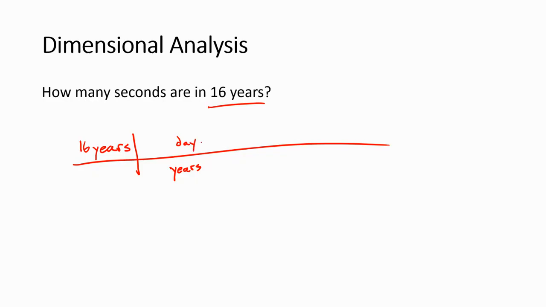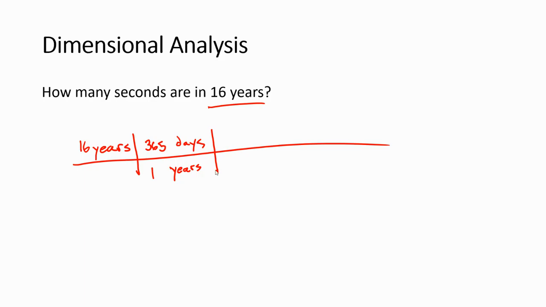And just for simplicity's sake, let's assume no leap years are involved, because that would make the problem slightly more complex than it already is. Well, I know and you know that in 1 year, there are 365 days. That's a conversion factor. It's just giving me a relationship between days and years. I'm going to continue along that same thought process.